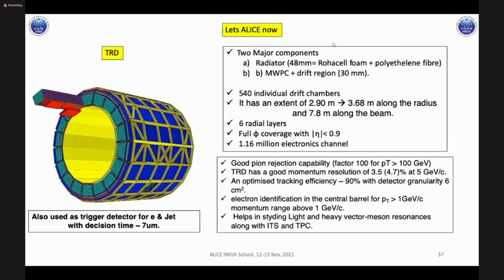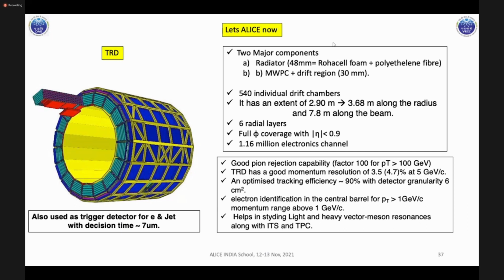These two are used to make the radiator part of this transition radiation detector, followed by the MWPC detector. So never get confused. This radiator is just to make the ionizing particle give some signal, and you need to detect the signal. To detect the signal, people are using MWPC along with a drift region.